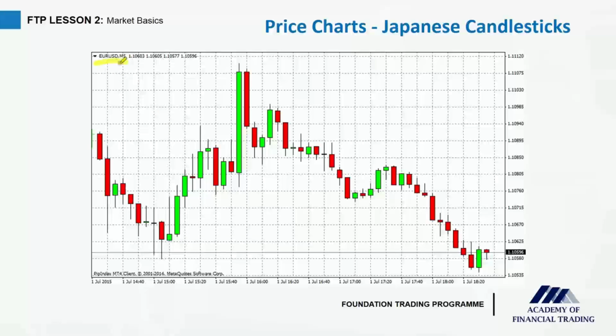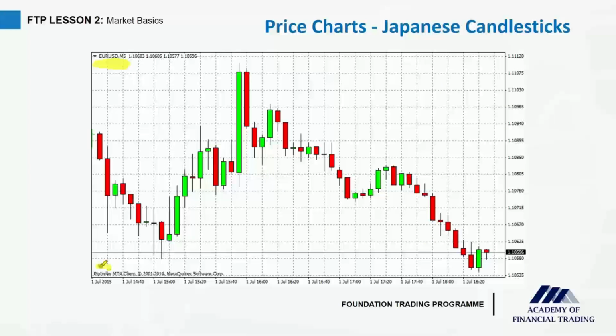In this example, you'll see M5 beside Euro USD at the top. So it's Euro USD M5. This stands for a 5-minute candlestick chart. So each Japanese candlestick in this instance only stands for 5 minutes worth of time.